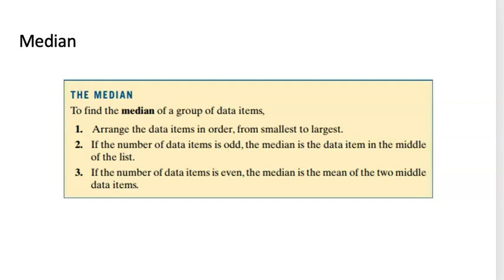So if there's an odd number of items, you will have a single number in the middle. If you have an even number of items, you'll have 2 numbers in the middle. You've got to take their average. So you take the mean of the 2 middle numbers if that's the case. So we'll look at both circumstances, an odd number and an even number of items.